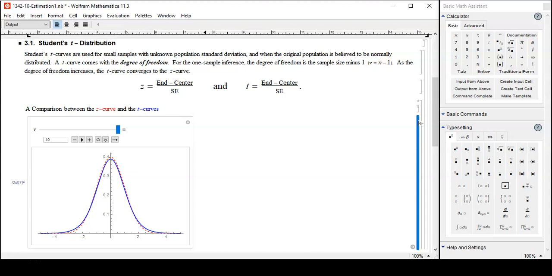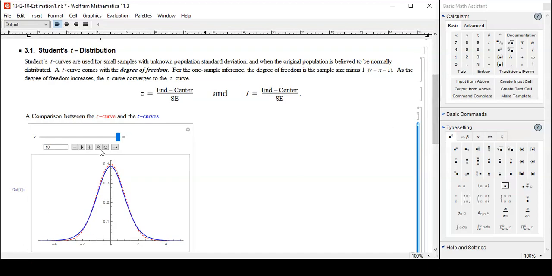As for any kind of computation associated with these curves, actually they're the same. Z is (x minus center) over SE. Likewise, t-score is (x minus center) over SE. It's the same deal. So (x minus center) over SE is common, and all the more reason to call this formula number 1. It's really versatile.